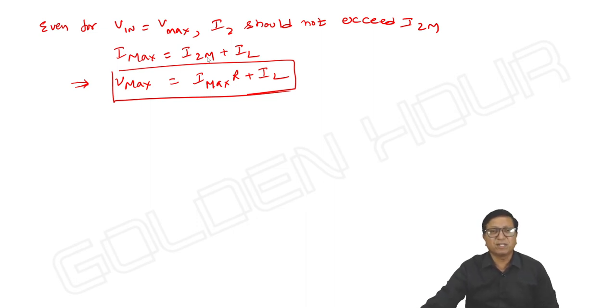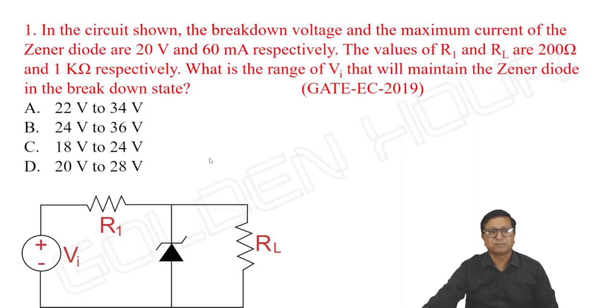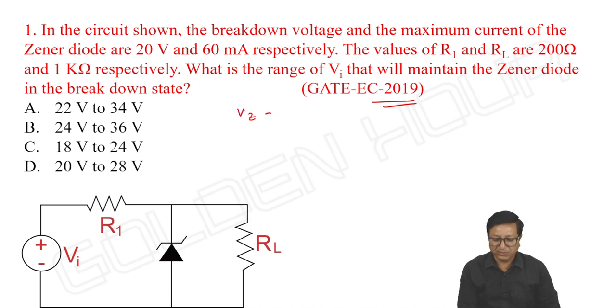You see how simple they are asking the questions in the GATE exam. See this, GATE 2019, it's a recent paper, not very old. In the circuit shown, the breakdown voltage and maximum current through the Zener diode are 20 volts and 60 milliamperes respectively. So in this problem, Vz is given as 20 volts and Izm is given as 60 milliamperes. The values of R1, the series resistance, is 200 ohms and RL is equal to 1 kilo ohm.